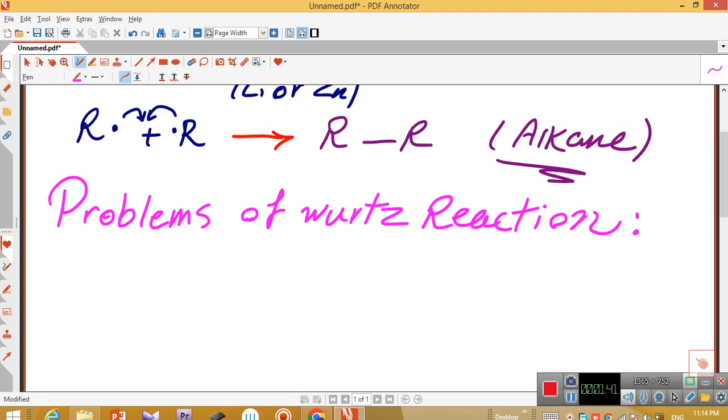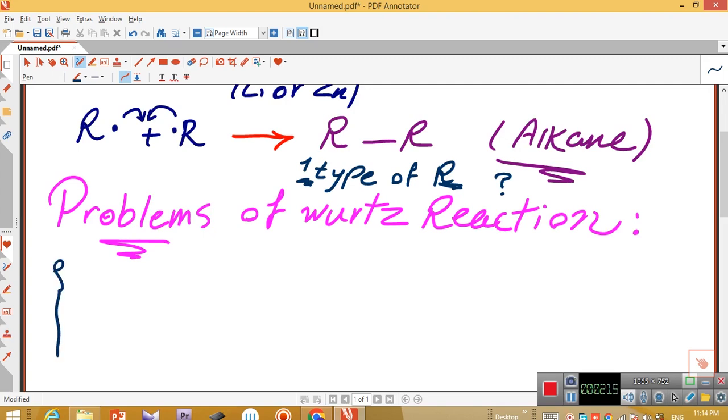My friends, until now, all of our alkanes were only one type. So our product was a symmetric kind of alkane. Two R have been connected to each other. So we only have had one type of R, or one type of alkyl halide, and one type of alkane has been produced in these reactions. Okay, so what happens if we have different types of alkyl halide that can react with sodium?